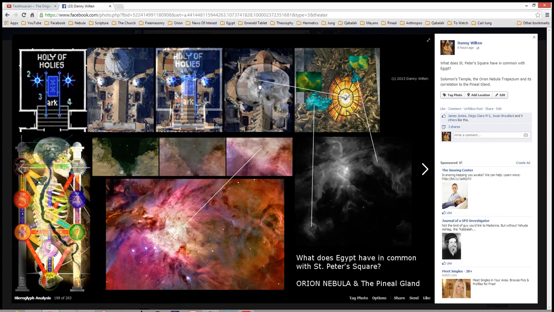And now we see it in St. Peter's Square corresponding to the same place. So we have Teotihuacan, we have Egypt, both associated to Orion. And now we see that St. Peter's Square, the same thing is depicted up here where the pineal gland is, corresponding to the same area in Orion. All of these things correspond with each other.